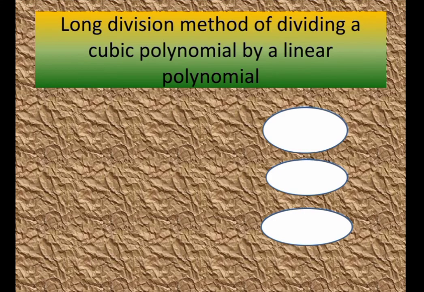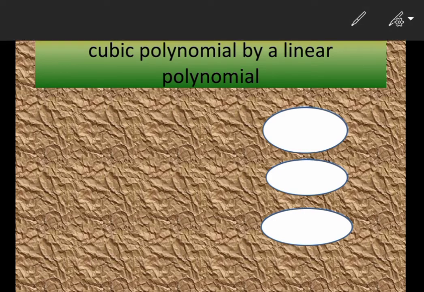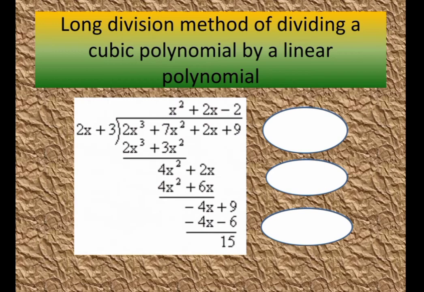Here one sum is there, that is 2x cube plus 7x square plus 2x plus 9 divided by 2x plus 3. In this, first term of the dividend by first term of the divisor, we need to see that one. That is 2x cube by 2x. The answer is x square. That we have to write in the quotient place.